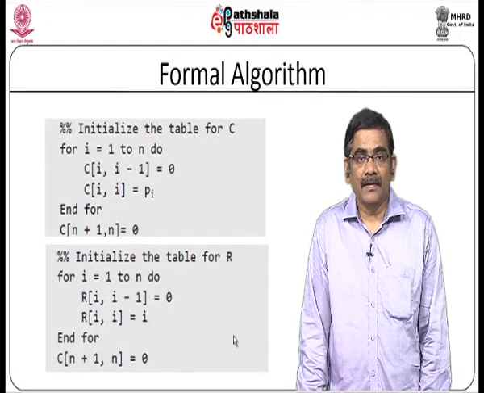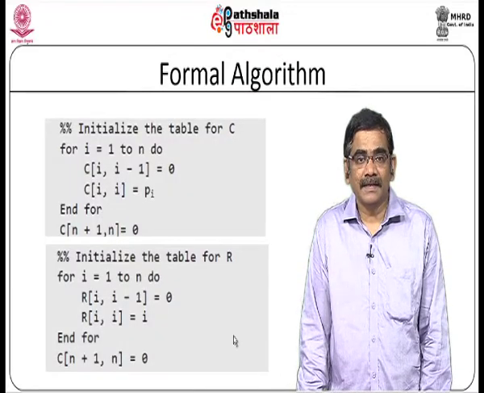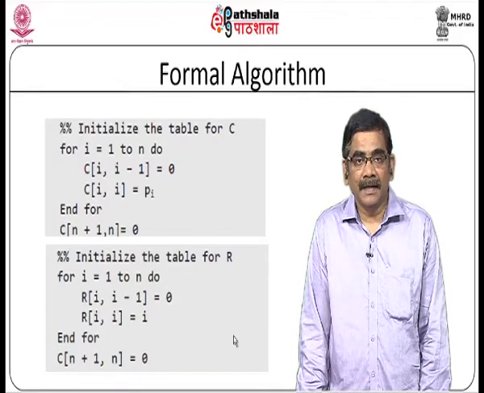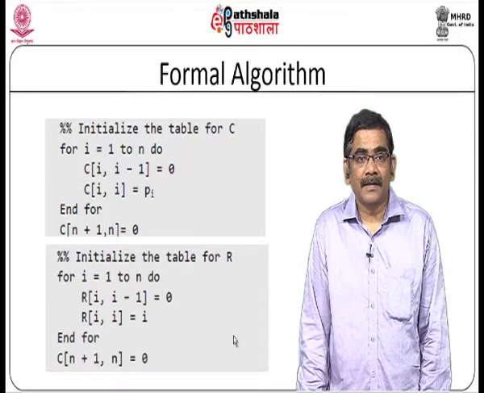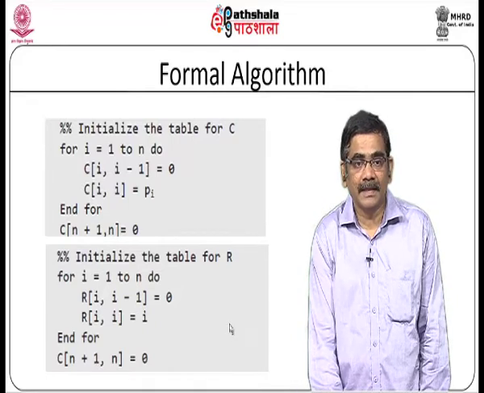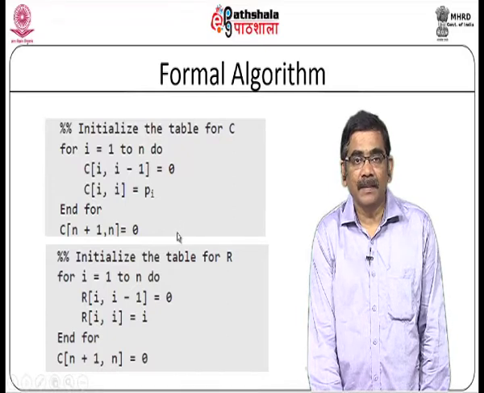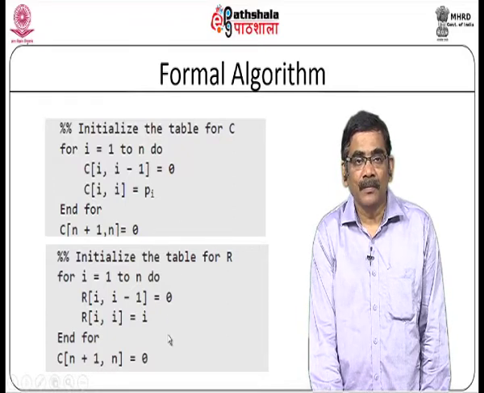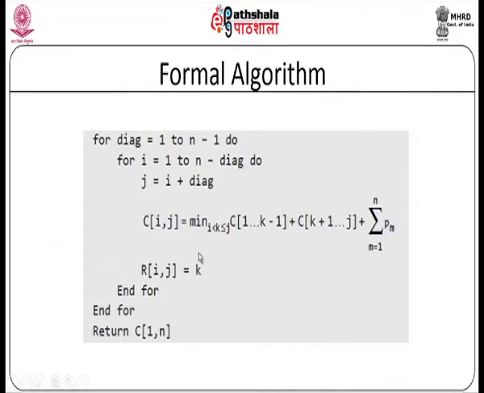So, this is a formal algorithm. You can see exactly what is happening. N keys are given. So, we are starting a loop. In this algorithm we are initializing the table, then we are initializing the table for R. This is going to contain the minimum value of k, and you can see that this is the loop where we are going to construct the entries for the upper triangle. This is a recursive relation. So, finally, we are going to return 1 comma n as the result.